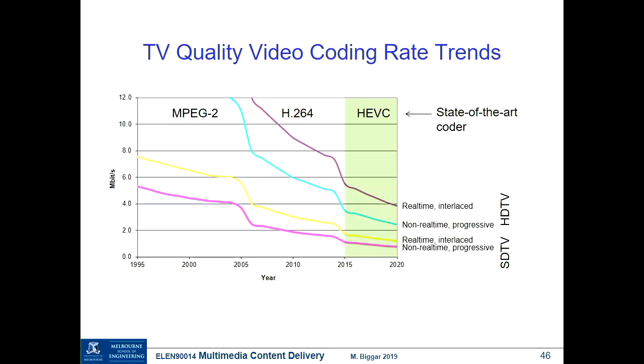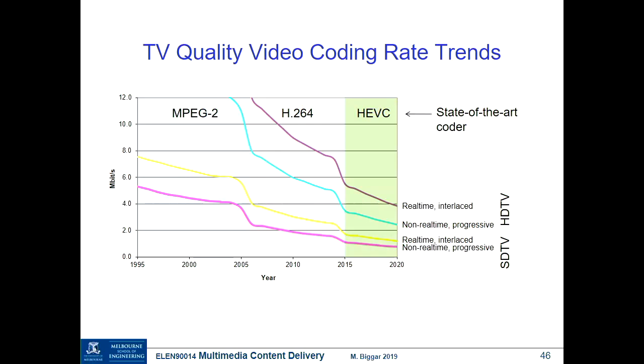As I say, the numbers aren't really important, but it's interesting to note on this plot that for a particular standard, so MPEG-2 became available in the mid-1990s, but every year with improved experience and new algorithms to do the rate control and allocate bits and so on, the bit rate tends to drop for the same quality, for the target quality.